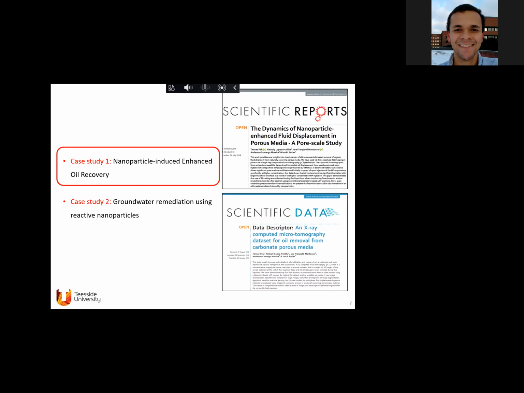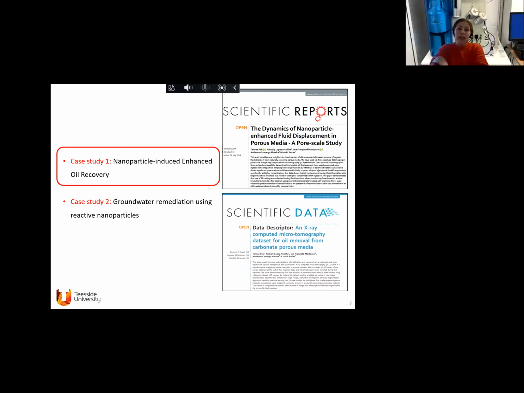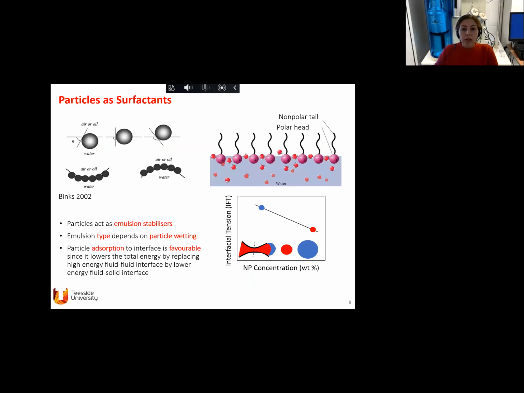So this brings us to the start of my first case study. And this is where we started looking at using nanoparticles, non-reactive, and to try to see if use of a specific nanoparticle, silica nanoparticle we chose in the end, is going to help us improve displacement of an organic phase, an oil substance, from porous media. So in that sense, we were looking at using particles as surfactants.